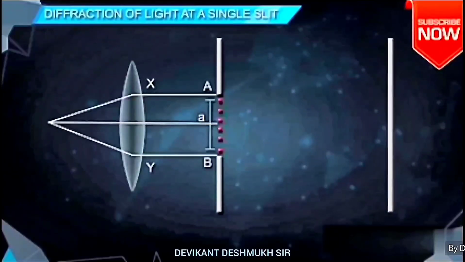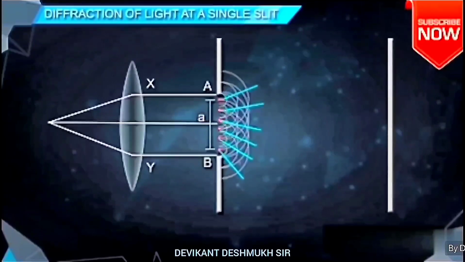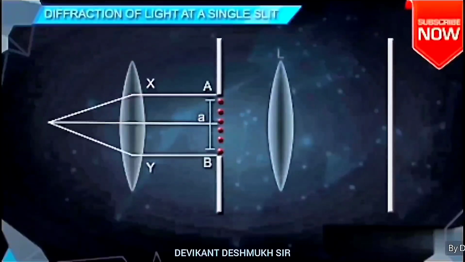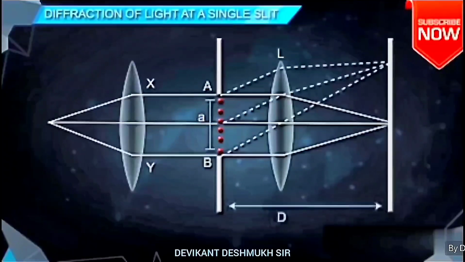According to Huygens principle, each and every point on the surface of wavefront AB acts as a secondary source of light and starts emitting secondary waves of equal amplitude in its surrounding medium. With the help of convex lens L, these secondary waves are focused on a screen which is placed at a distance D from the slit.